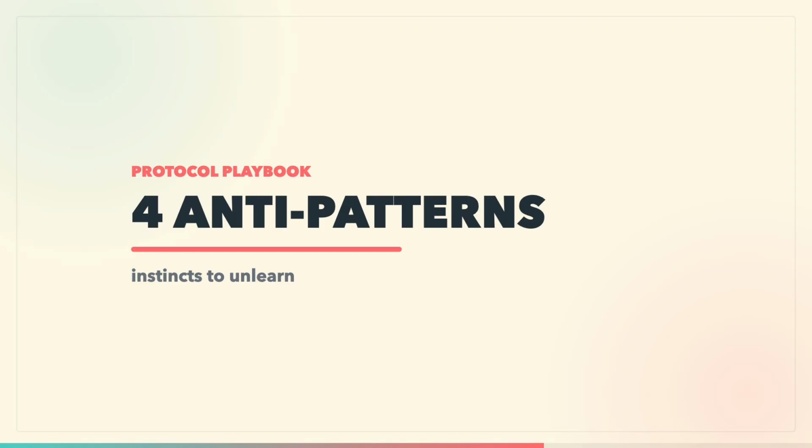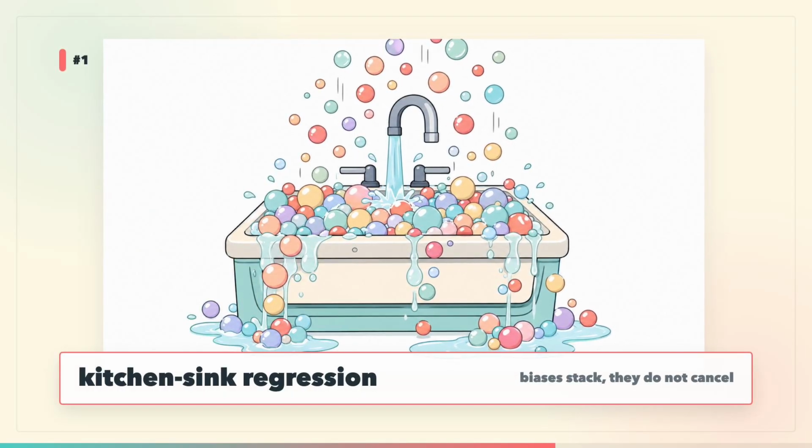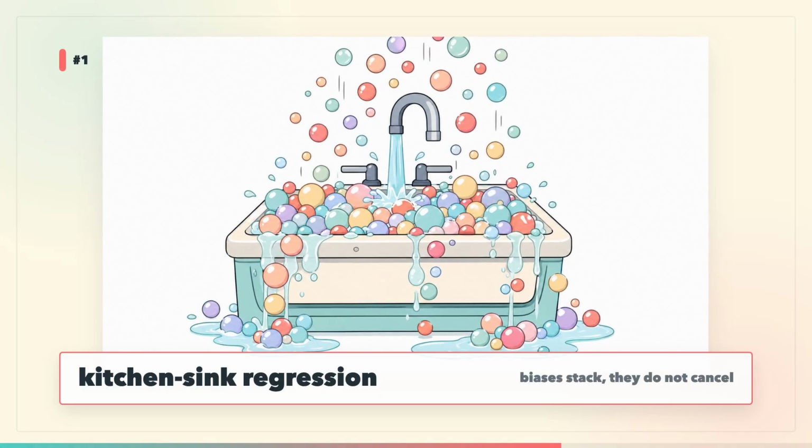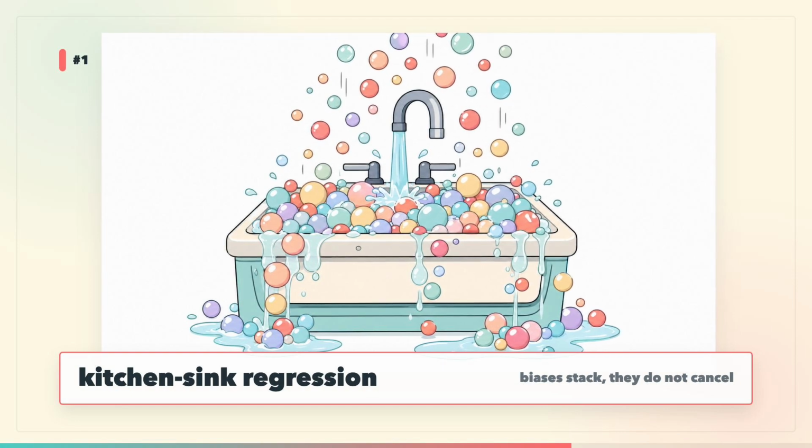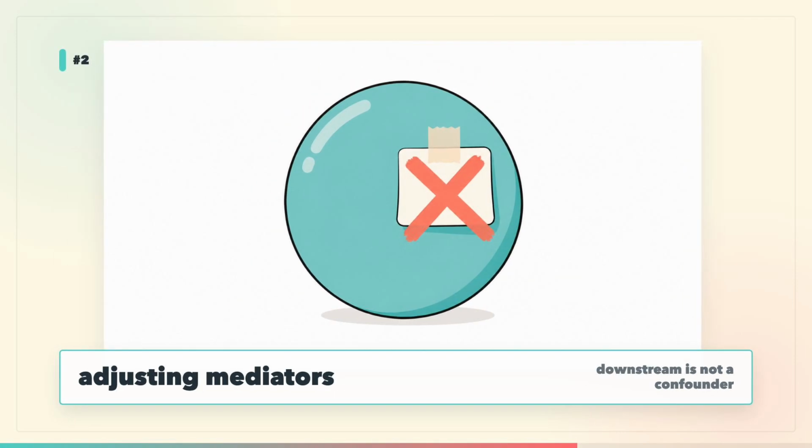4 instincts to unlearn. Anti-pattern 1, the kitchen sink regression. More controls equal less bias. No. Throwing every variable into your model can adjust for confounders and mediators and colliders simultaneously. The biases stack, they don't cancel. Anti-pattern 2, adjusting for mediators. It happens constantly with biomarkers.